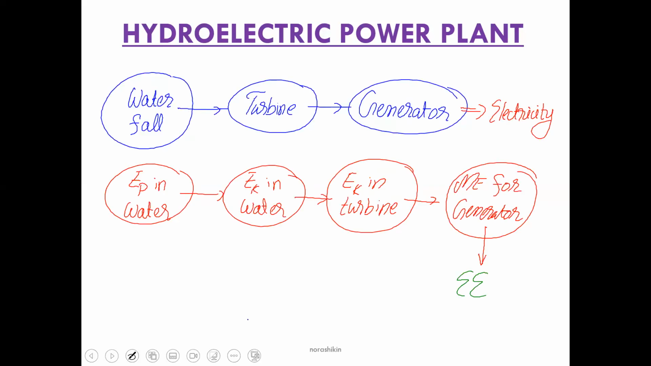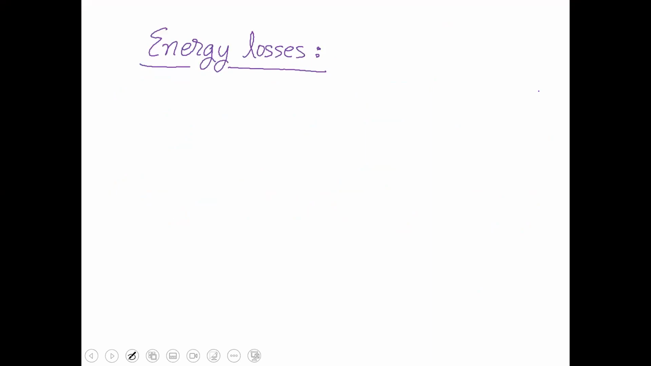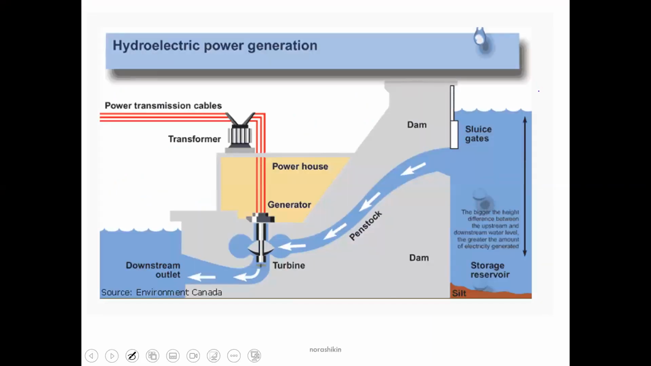Now, how do we design a hydroelectric power plant? We have a waterfall. We drop water from a height. This is a waterfall. We drop water from a height and the water moves the turbine, and the turbine runs the generator, and the generator produces electricity. This is a very simple plant and it can convert a huge amount of energy.